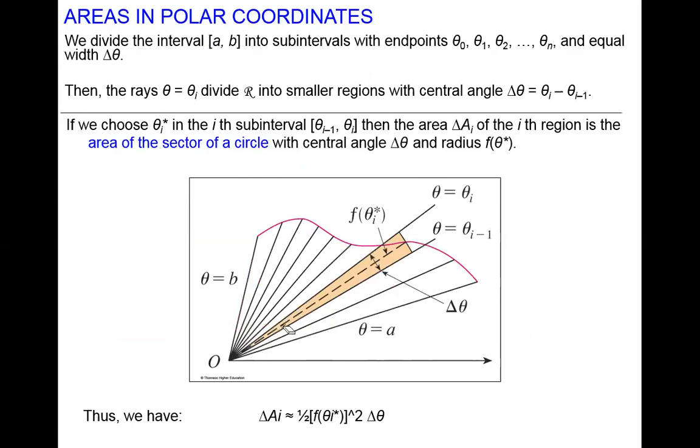I'm trying to approximate first. That means this is one sector of the circle, and I know how to find the area of this. Just one half radius squared, and I need the angle.